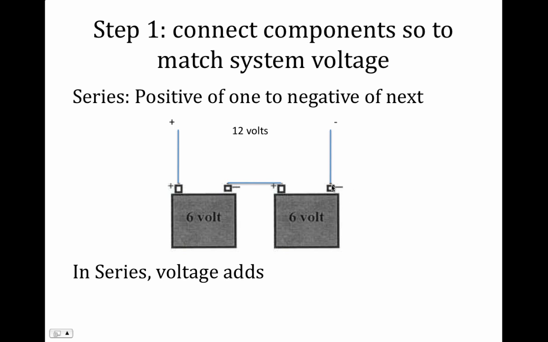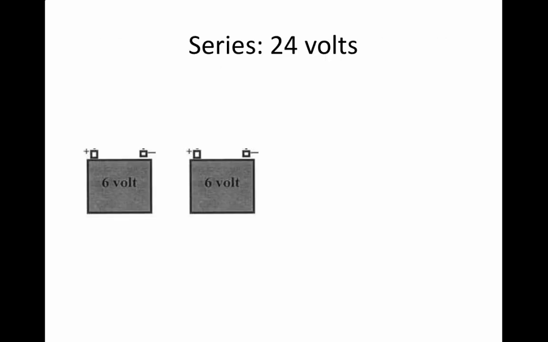So if we actually measured with a voltmeter, we'd measure 6 volts here. And then if we measured over here, we'd measure 12, because we're adding those voltages up by connecting in series. So in series, you connect the positive of one device to the negative of the next device in the string. And it's called a series string. And again, remember, the two things to remember is the positive of one connects to the negative of the next, and the voltages add.